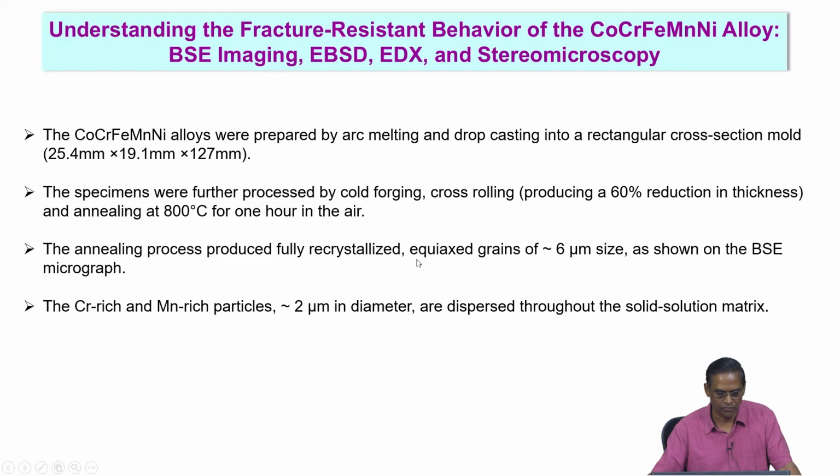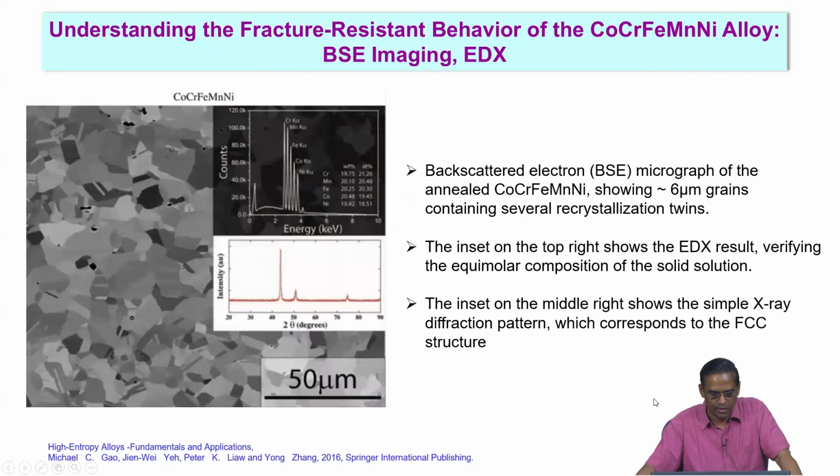The annealing process produced fully recrystallized equiaxed grains of 6 microns, which is shown in the BSE image in the next slide. And then you will also identify some chromium-rich, manganese-rich particles, 2 microns in diameter, dispersed throughout the solid solution matrix. So this is the background of this alloy. And this is the BSE image, backscattered electron image. So you should know what a backscattered electron image is.